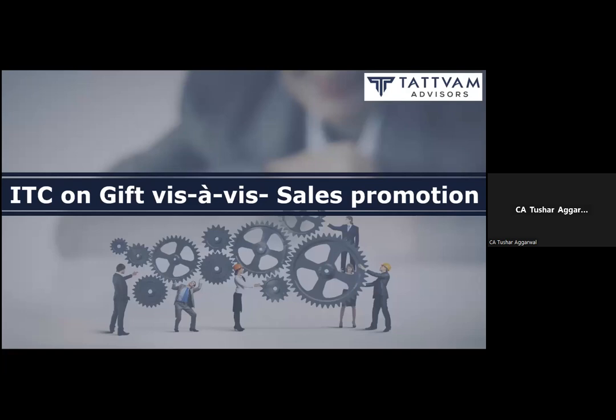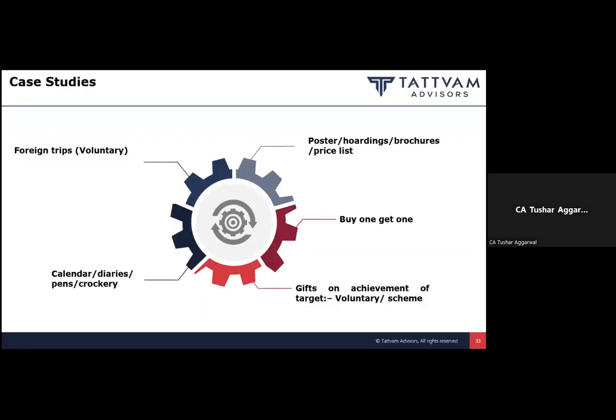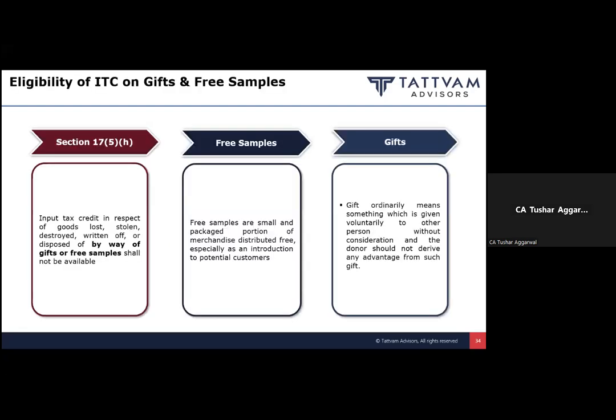The next set of issues which we will discuss is ITC on various kinds of promotional activities which I am undertaking. I will take examples to discuss this quickly. First, say I am giving a foreign trip to my dealers, distributors, etc. Second is I am distributing posters, hoardings, brochures, price lists, calendars, diaries, pens, all these items. Third is, say, a buy one get one offer or a gift on achievement of a certain scheme. So we will take these examples to understand in what situation credit will be eligible, in which situation credit will not be eligible.